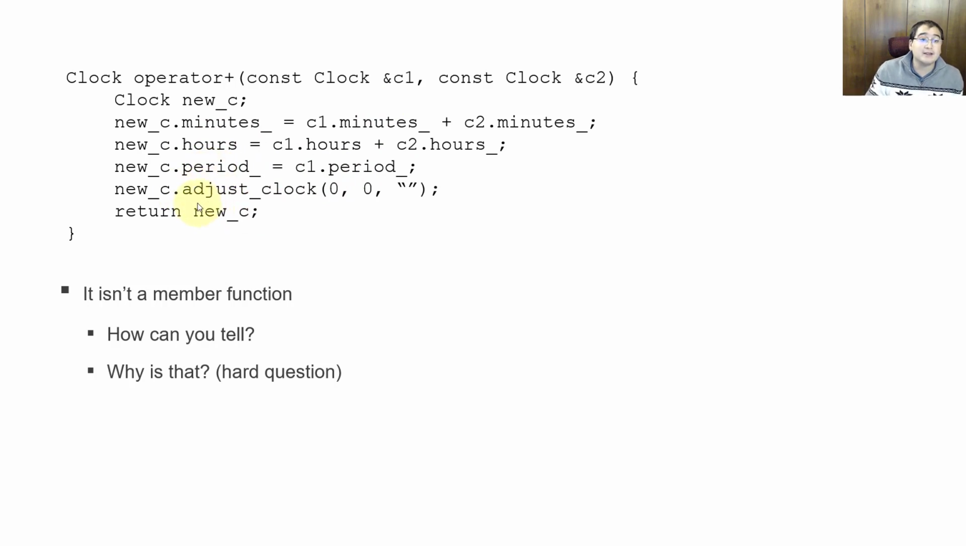And then we're calling the adjust clock private member function to make sure that minutes, hours, and periods are adjusted to be the correct values. And then we return our new clock. Now, once again, this is not a member function because it's just taking its two arguments and working with its two arguments. The other thing to note is this is accessing, once again, private data members. And so we need to make sure that this operator plus is a friend function.